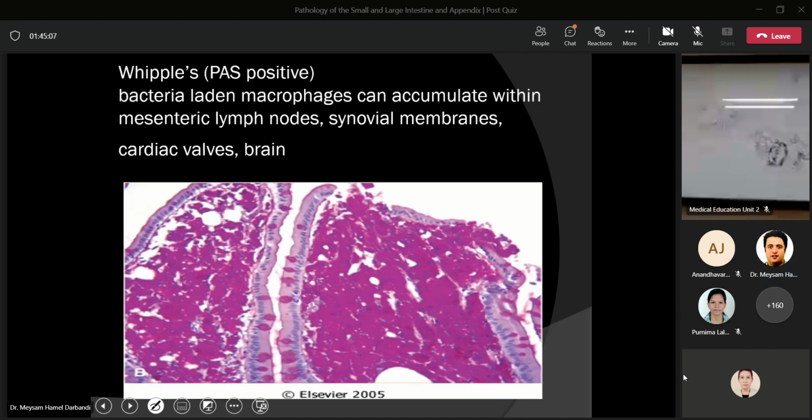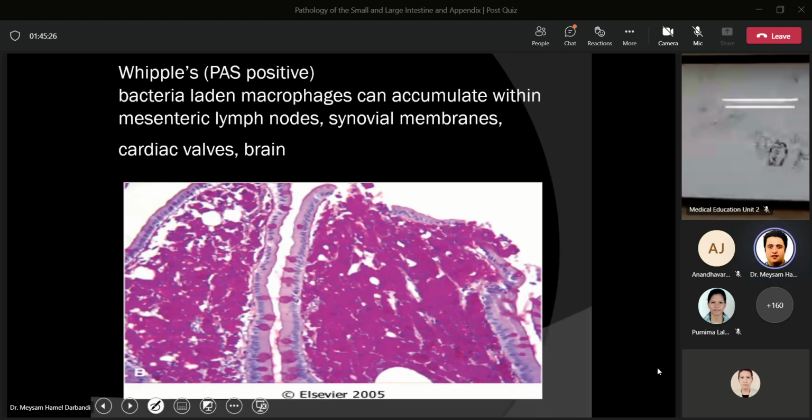So bacteria-laden macrophages can accumulate within the mesenteric lymph nodes. It can deposit in the synovial membrane. It can even deposit what? In the cardiac valves and even in the brain. That's why it's systemic.